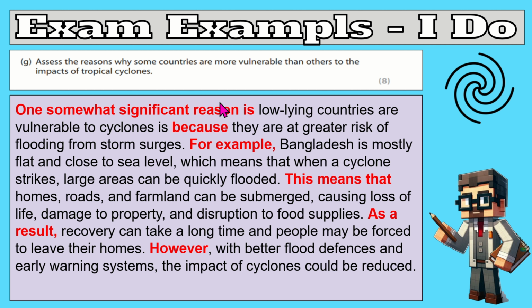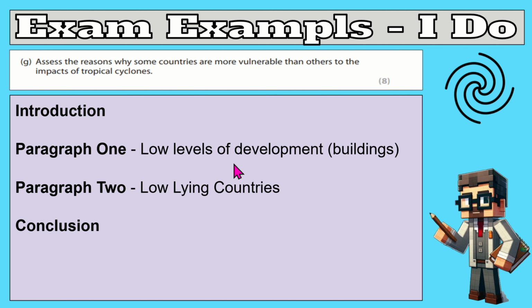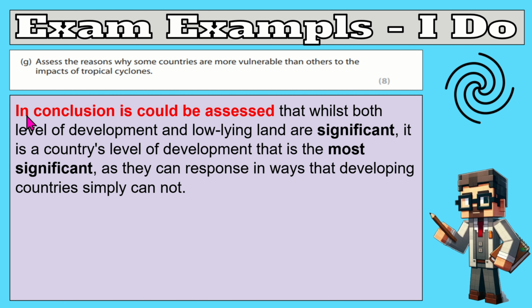One somewhat significant reason is. And then that's it. It should be a line break and jump into your conclusion. And again, in your conclusion, you don't do anything crazy. It is simply, in conclusion, it could be assessed. If this was an evaluate question, you would simply change it to it could be evaluated. Whilst both level of development and low-lying land are significant, so I'm saying both are important, so that's a judgment, it is a country's level of development that is the most significant.